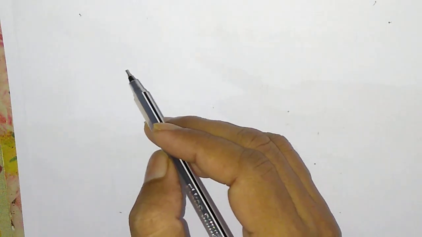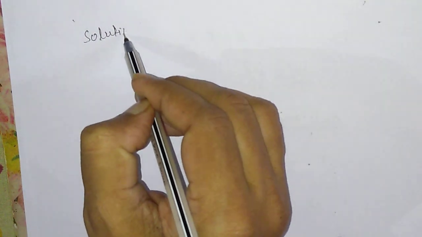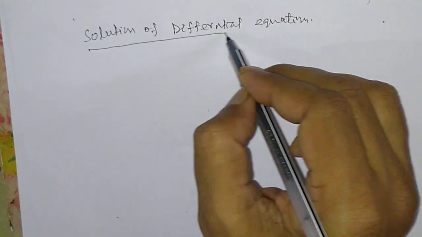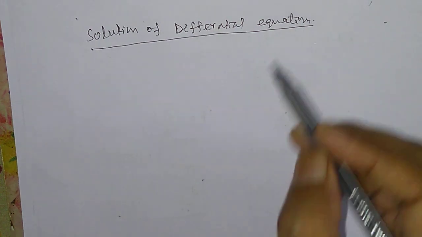Next thing is how you find the solution of a differential equation. That means, what is a solution? What do you mean by solution of a differential equation? What is the solution of a differential equation? These terms you have to remember. What do you mean by solution of a differential equation?